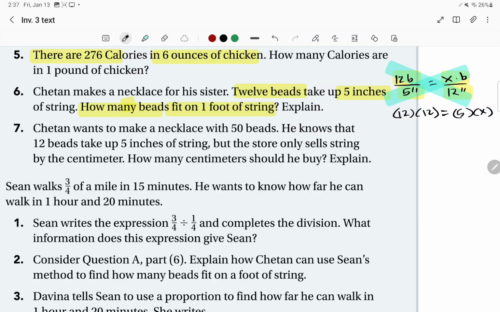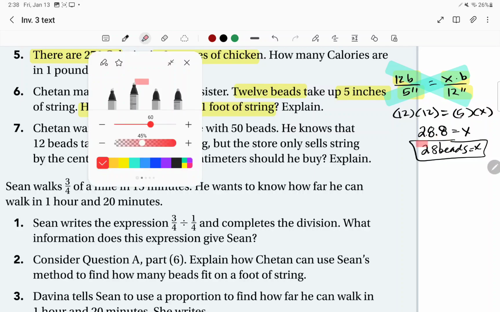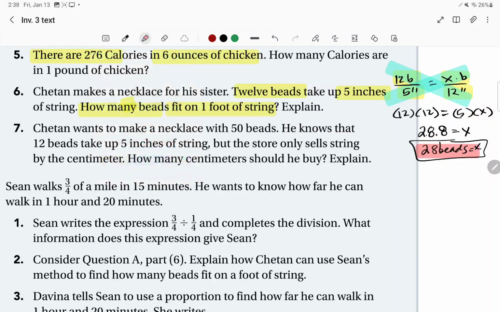And then 144 divided by 5, that will give you about 28.8. And since it's 28, I'll write that 0.8. But you can't put 0.8 of the beads, so it's just going to be 28 beads. And so that would be our final answer for that one, since you can't have 0.8 of a bead.